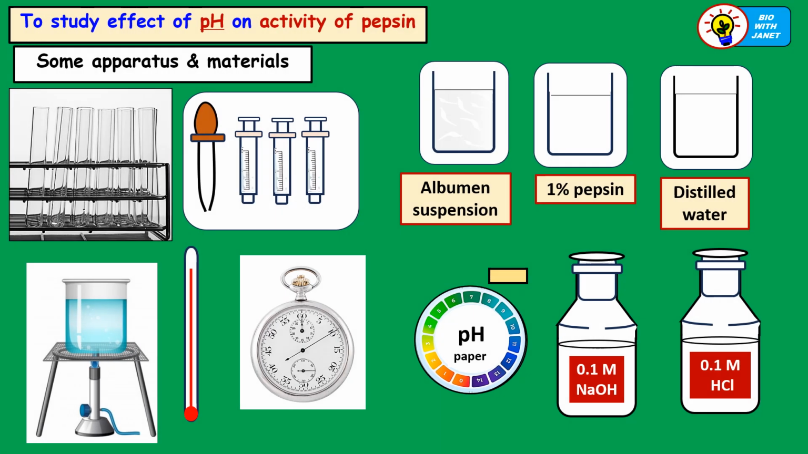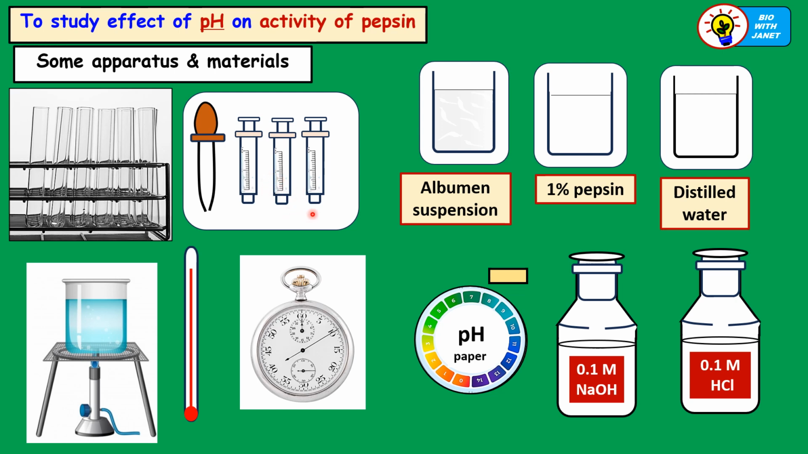Materials. So to study the effect of pH on the activity of pepsin, here are some of the apparatus and materials. We need test tubes and the test tube rack, in which we will put the albumin and the pepsin. And then we have the syringes here, one for albumin, one for pepsin, right?